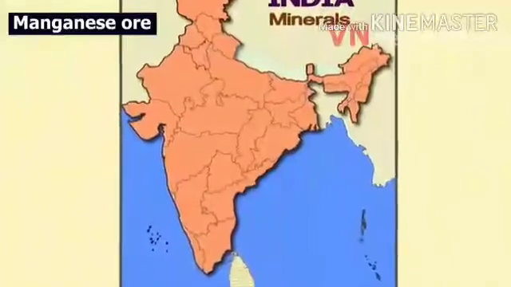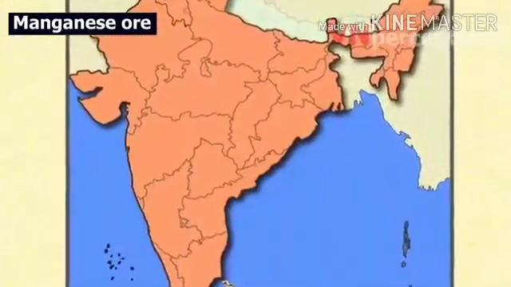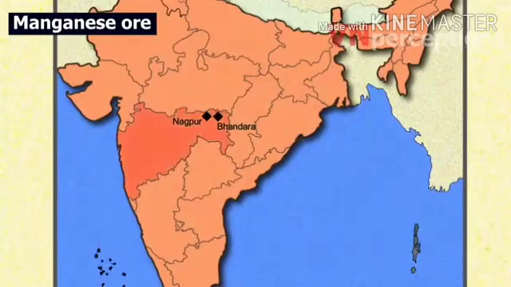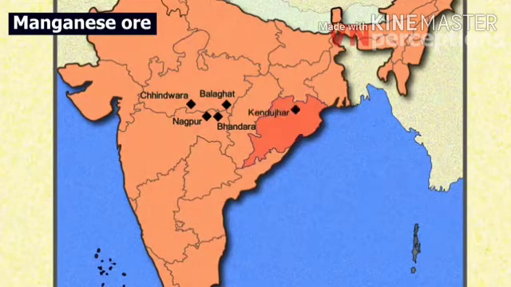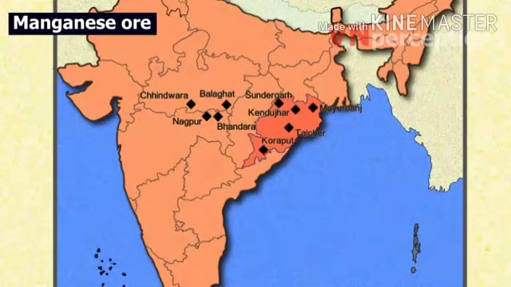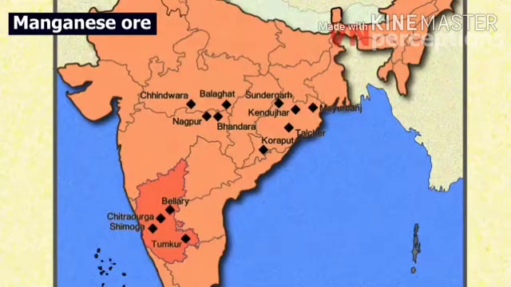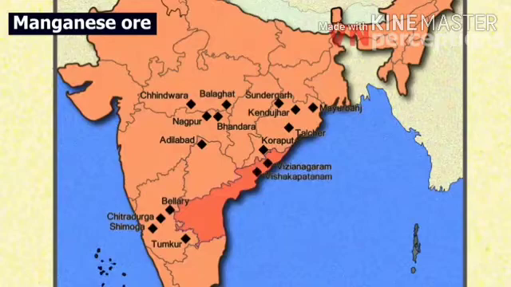Two-thirds of the country's manganese reserves are found in peninsular India. It is found in the Nagpur and Bhandara belt of Maharashtra and Balaghat and Chhindwara belt of Madhya Pradesh. In Odisha, it is found in Kendujhar, Sundargarh, Mayurbhanj, Talcher and Koraput. In Karnataka, it is found in Shimoga, Bellary, Chitradurga and Tumkur. In Telangana, it is found in Adilabad. In Andhra Pradesh, it is found in Vizianagaram and Visakhapatnam. In Goa, it is found in Sanguem.